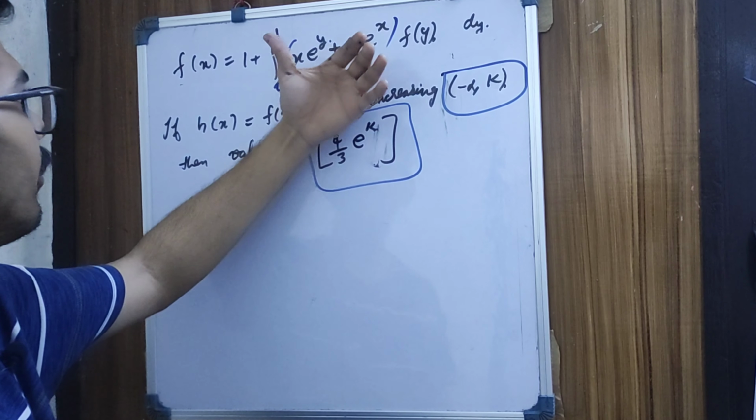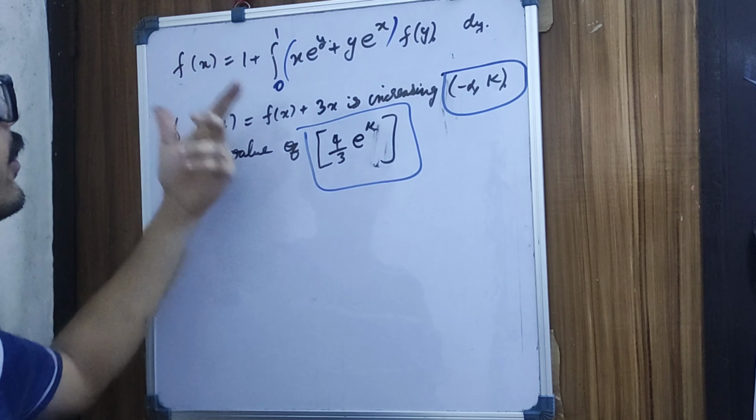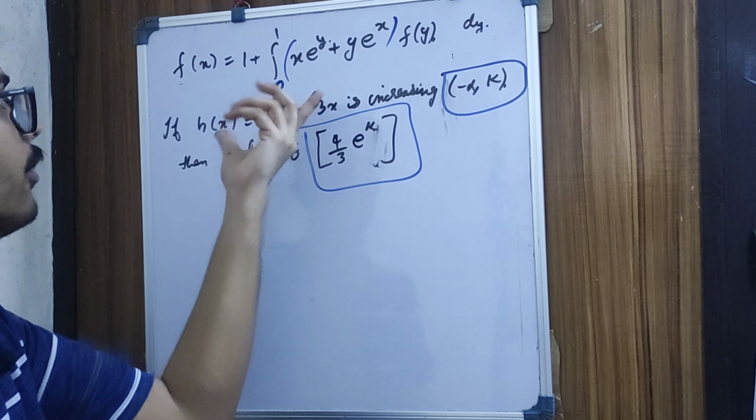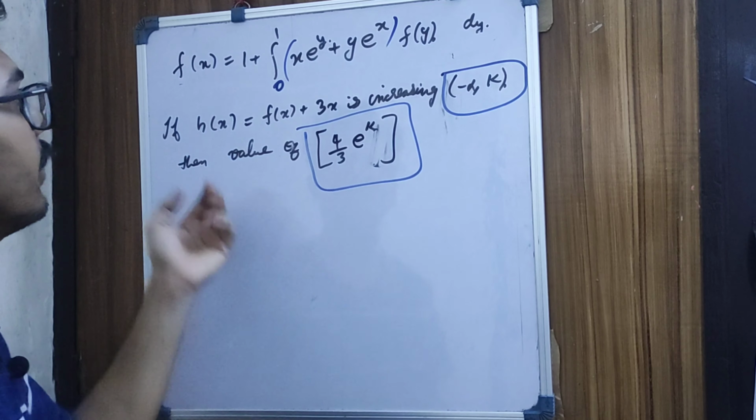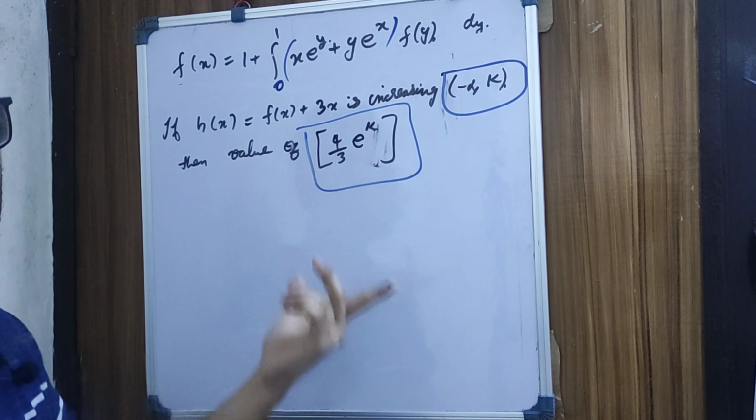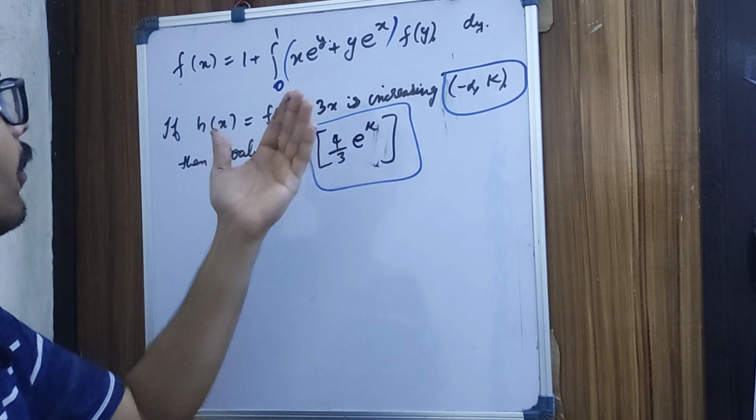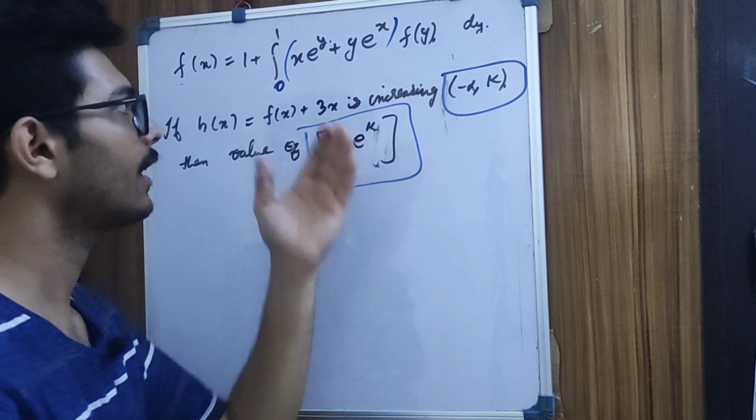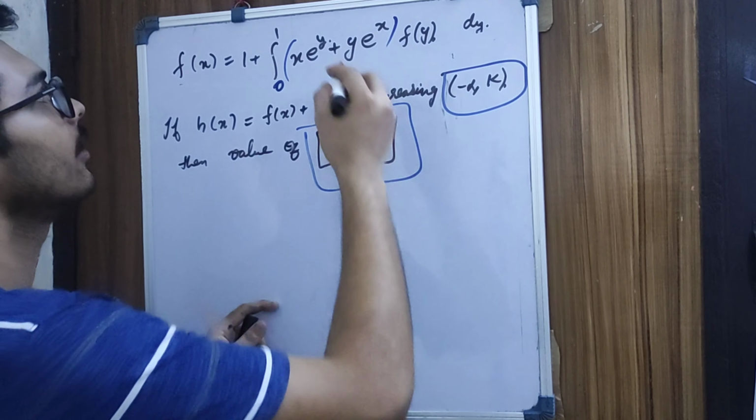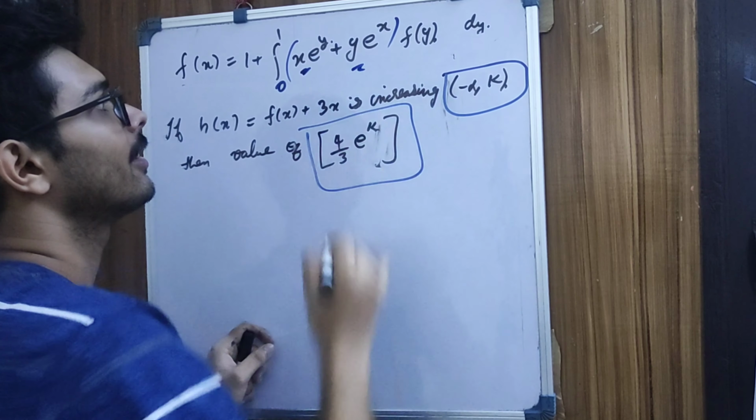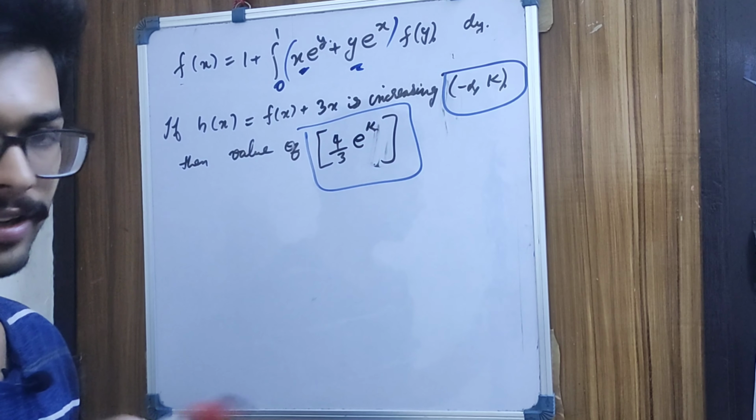So first of all we need to find the value of f of x. Then we have to put this value in to get h of x, and then we have to find this value. So how can we get this f of x? In the normal case we can directly integrate whenever there is only one variable. But in this case we can see that x is here and y is here. So how can we do this kind of problem?